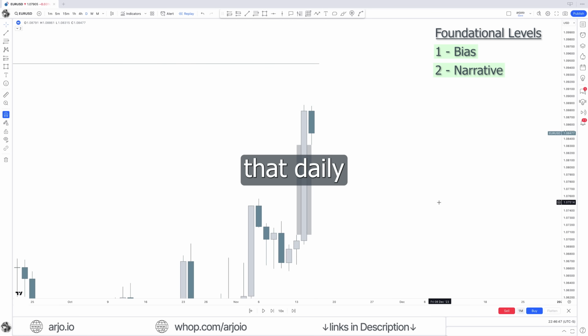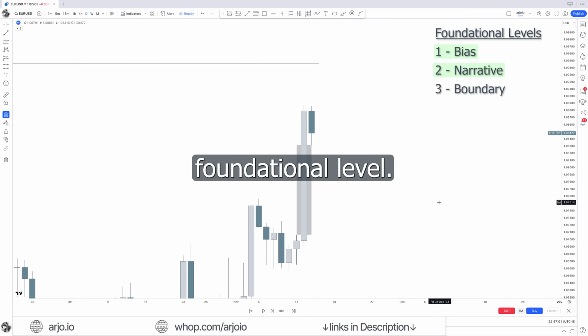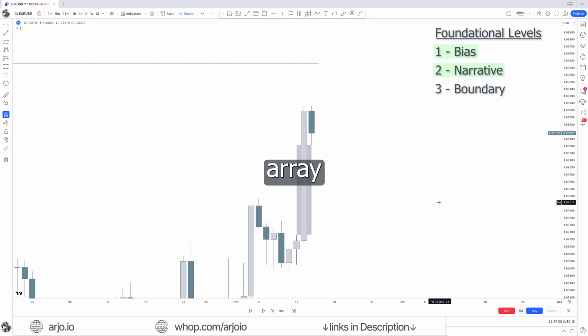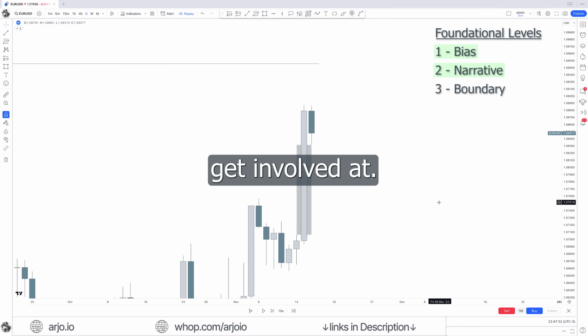So right now, that daily discount array also creates the boundary. With that third foundational level, the boundary, I mean that is the PD array that will push price higher. In other words, that is where we can go into our entry pattern timeframe to now look for our actual entry pattern to potentially get involved. And this is also where you want to make use of your news days. So which day do you want to trade right there? The day that has news supporting the idea.